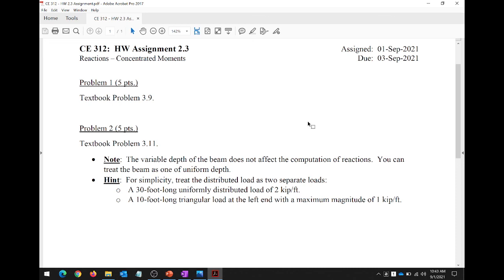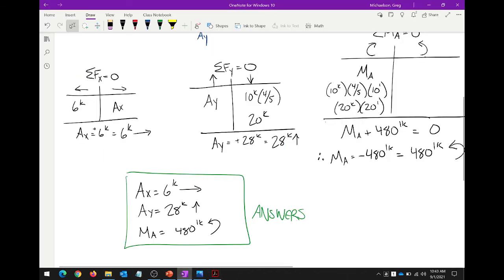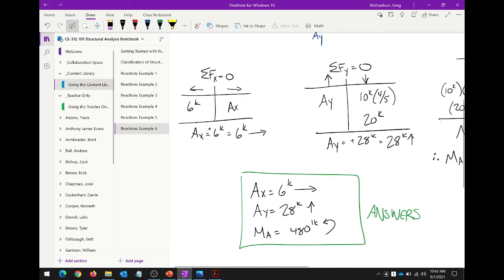One of them I think is going to be pretty straightforward. The other is not hard, but I'm afraid just because of the way the problem is drawn that you're going to think it's hard, and it really isn't. So I want to talk a little bit about problem 311, and I want to explain these 2 hints. I'm actually going to do this in the class notebook so that you have it.